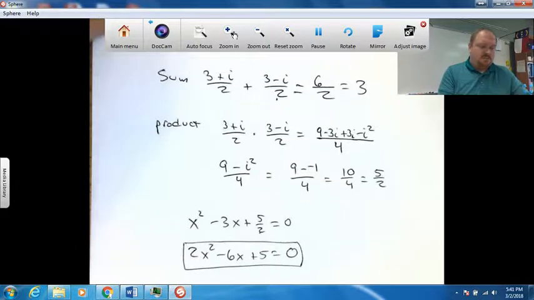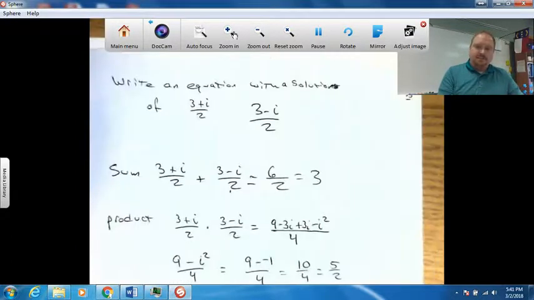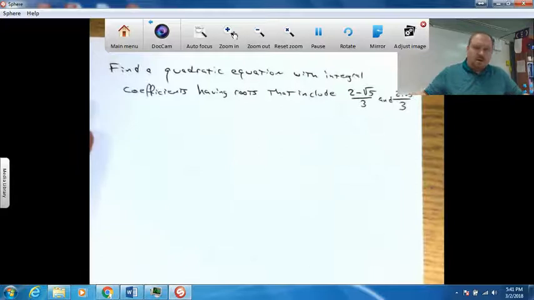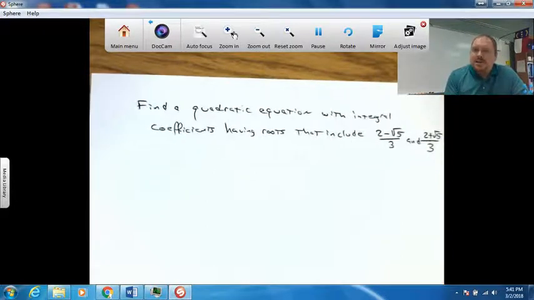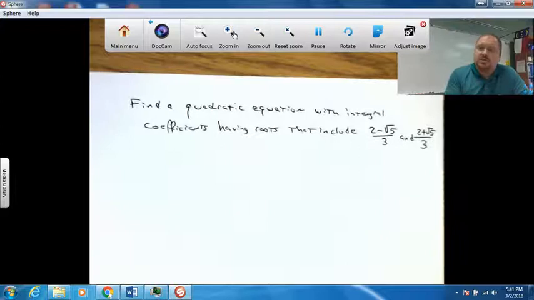All right? Last one. What happens if it's not an imaginary number, but it's some ugly radicals? It's some ugly irrational number like this. So they want us to find a quadratic equation with integral coefficients having roots that include (2 minus radical 5) over 3 and (2 plus radical 5) over 3. That's not very pleasant looking, but it's very easily done as long as you use the sum and product rule.